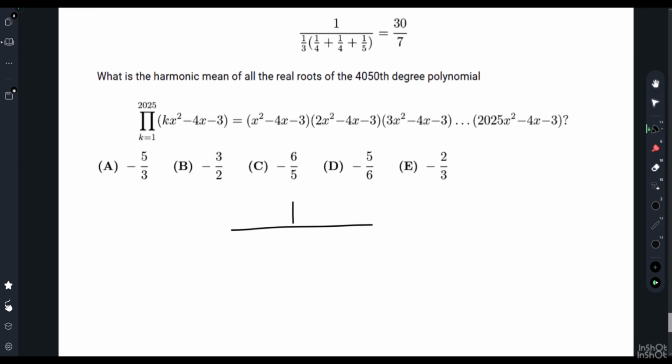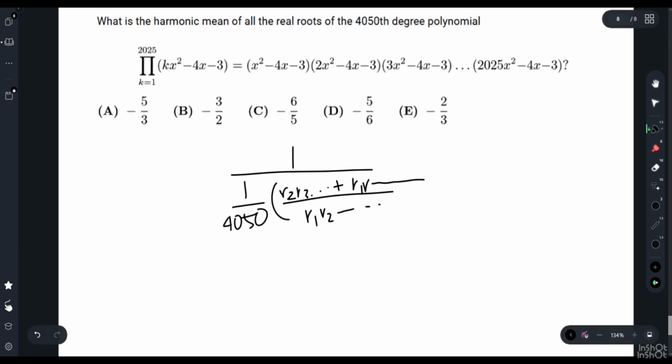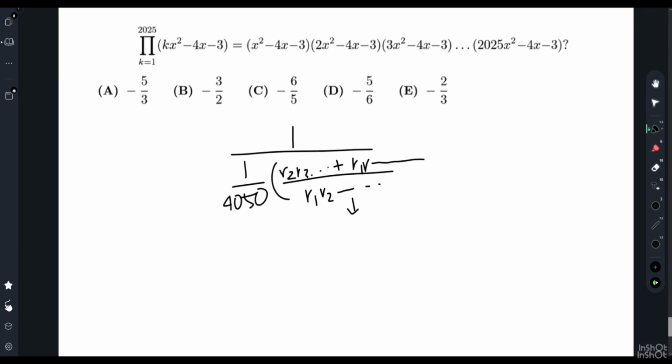So our number is going to be 1 over, there's 4,050 roots, times the sum of all the roots' reciprocals. And so now let's take them all under a common denominator. This will be all the roots multiplied together over R2 R3 plus R1 R2, so something like that. And so we know that by Vieta's, this is the constant term, and this is the term with degree 1.